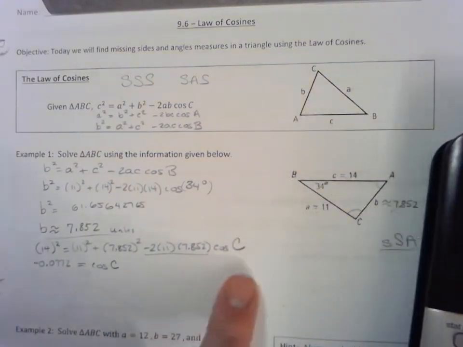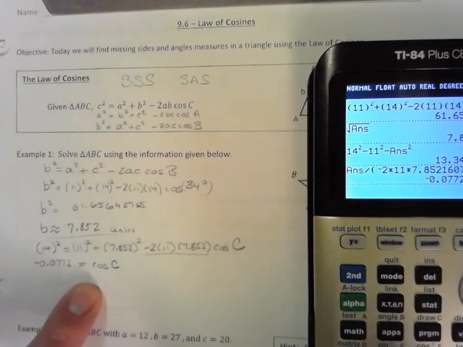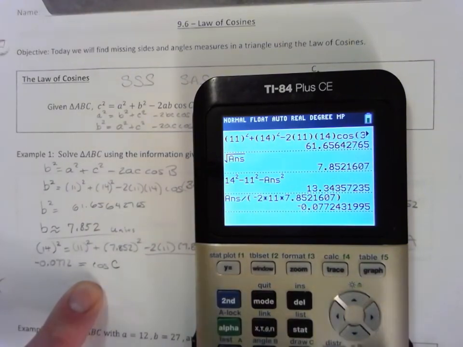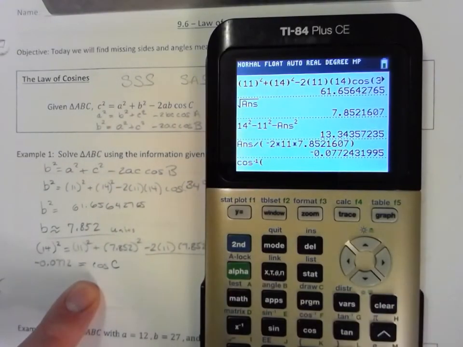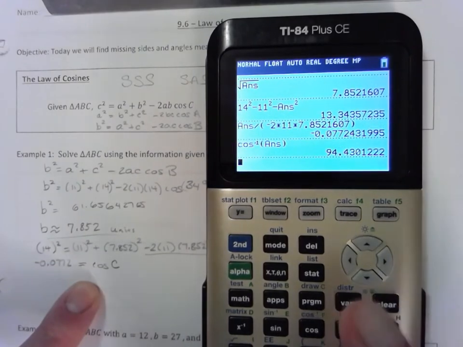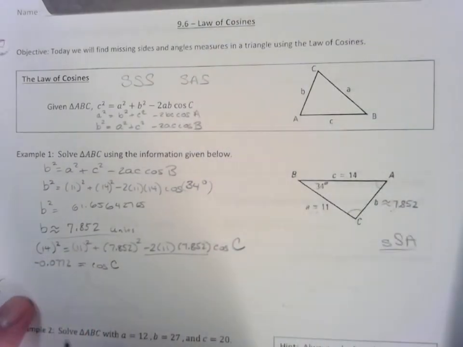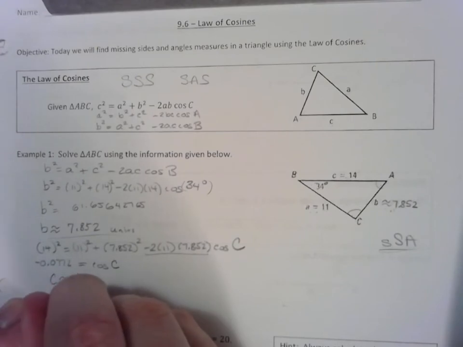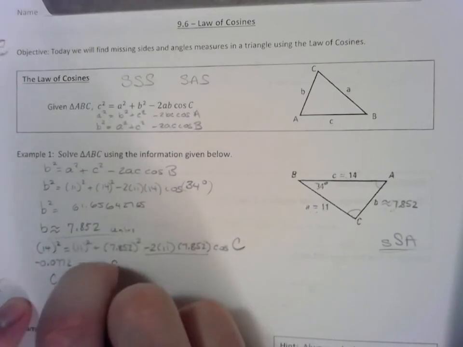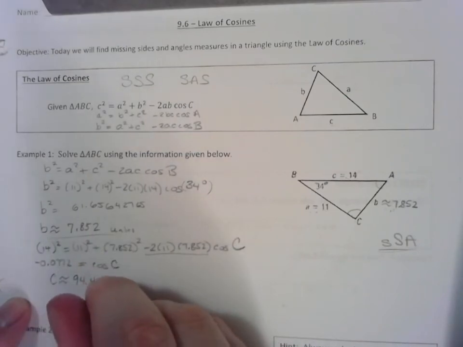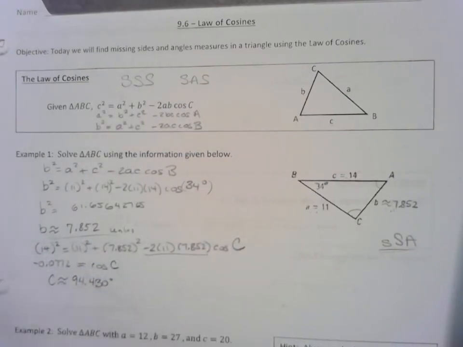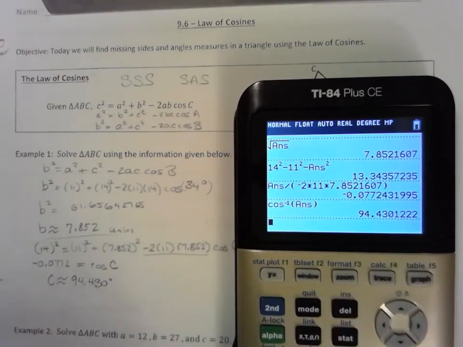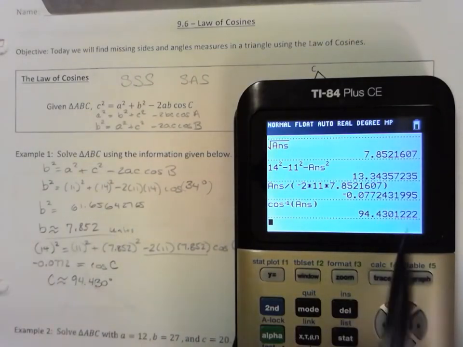So to find the angle C, I need to inverse. So I'm going to do second cosine, and then I'm going to use second answer. That'll put the whole decimal back in there, and it tells me that it's 94.403 degrees. So the measure of angle C is 94.430 degrees. Okay, and that's an approximated value. We got it as best as I could here, but I rounded to 3 decimal places.